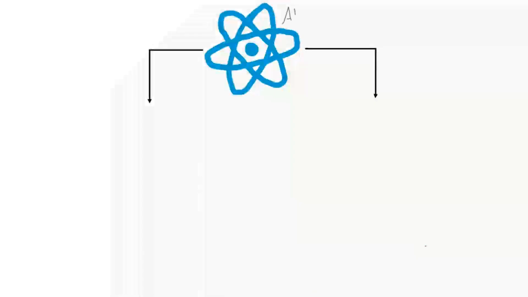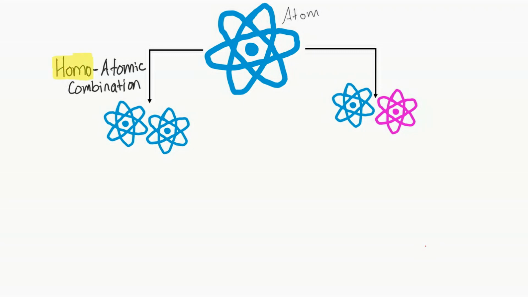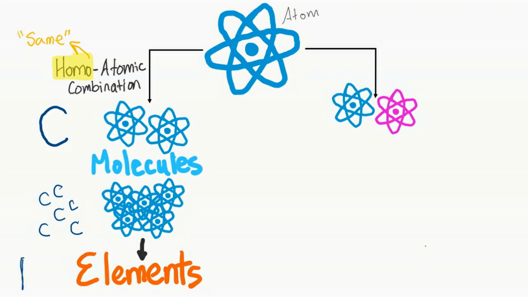Now, when we have a bunch of atoms floating around, they can associate in different ways. So if two or more of the same atoms combine, meaning we have a homoatomic combination, homo meaning same, atomic meaning atom. So if we have two or more of the same type of atoms combining, such as two carbon atoms, they form what we call molecules. And same molecules can combine, such as a bunch of carbon molecules, can combine to form elements. Now, a key component of elements is that they cannot be broken down by chemical reactions.